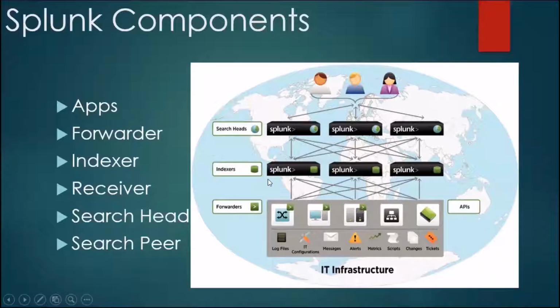Then you have your receivers. Again, receivers can be intermediary data sources or intermediary servers, which help you receive the data, hold it in a place, and then forward it to the indexers based on the load. Then you have your search heads, which are nothing but an interface for a user, so that I can log on to the search head and search for the data.